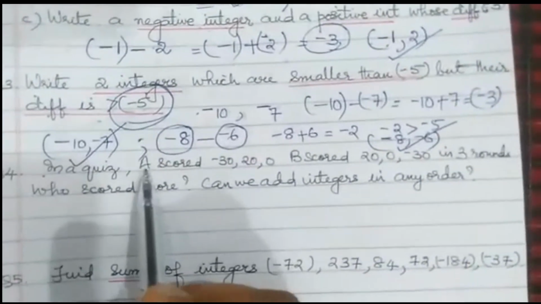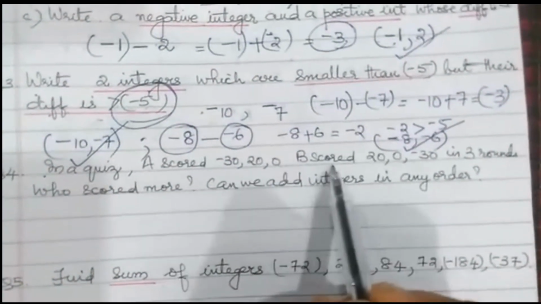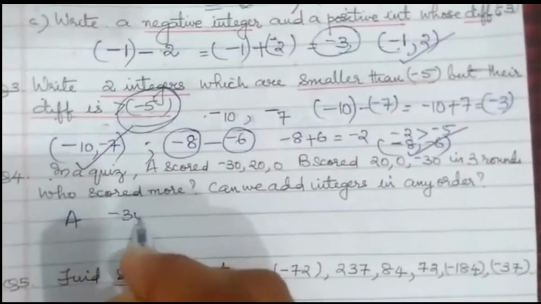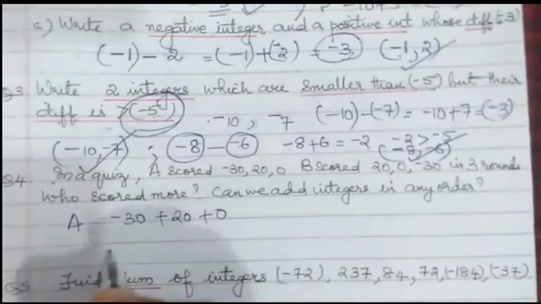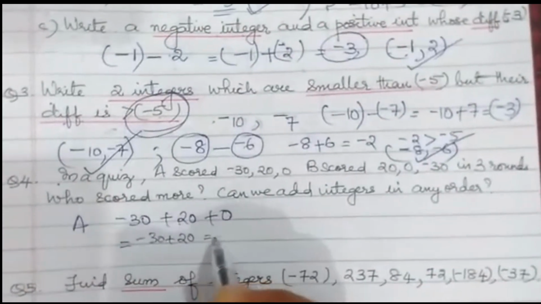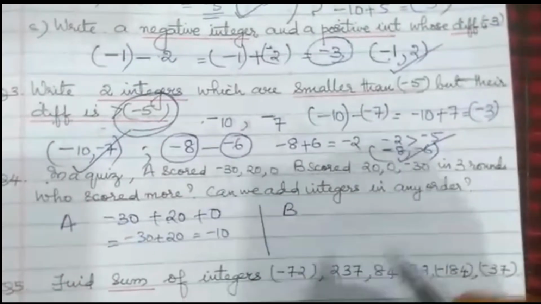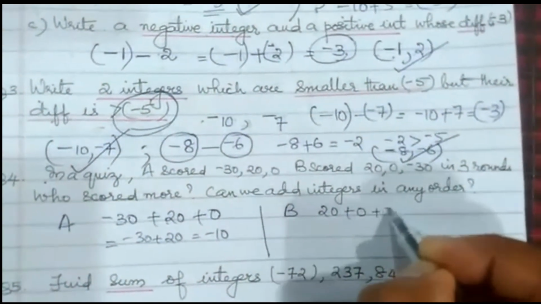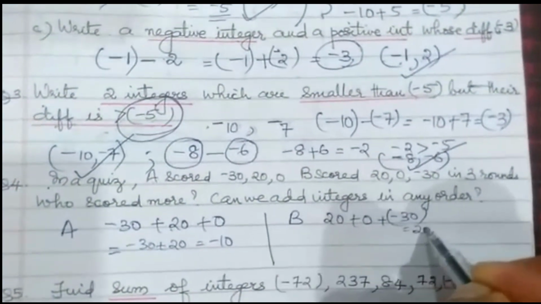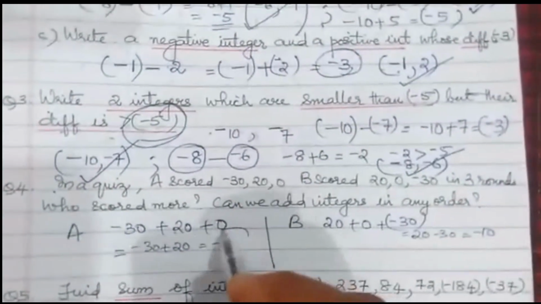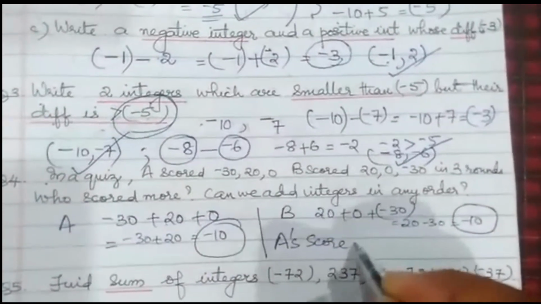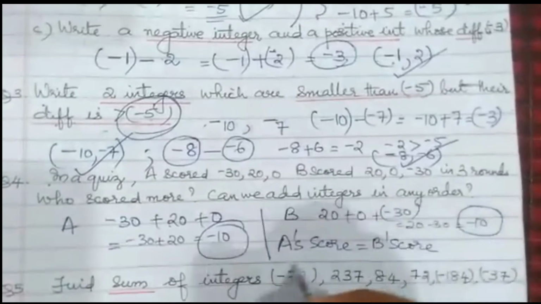Now the next question is, in a quiz, A scored minus 30, 20, 0. B scored 20, 0, minus 30 in 3 rounds. Who scored more? So A scored minus 30 plus 20 plus 0. You add up. 20 plus 0 is 20. So minus 30 plus 20 will be minus 10. Now what is the score of B? B scored 20 plus 0 plus minus 30. So 20 plus 0 is 20. 20 minus 30, that is minus 10. So A's score is minus 10, B's score is minus 10. That means A's score is equal to B's score. Both are equal.